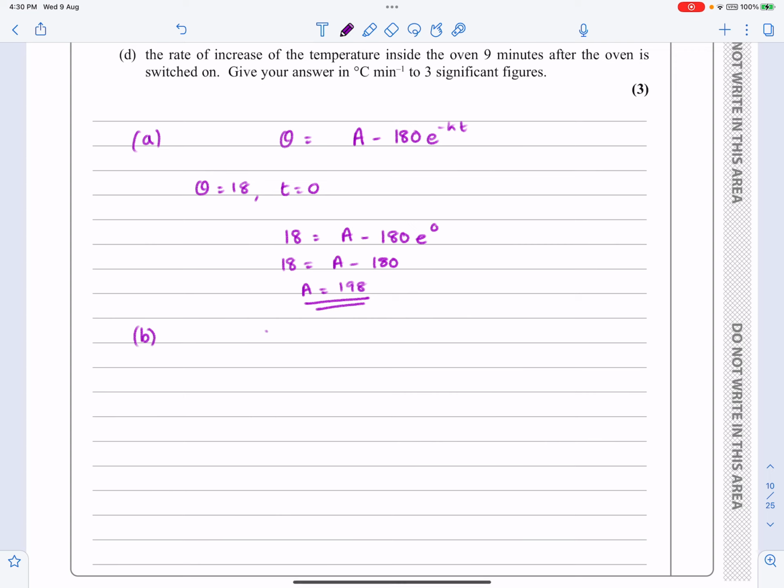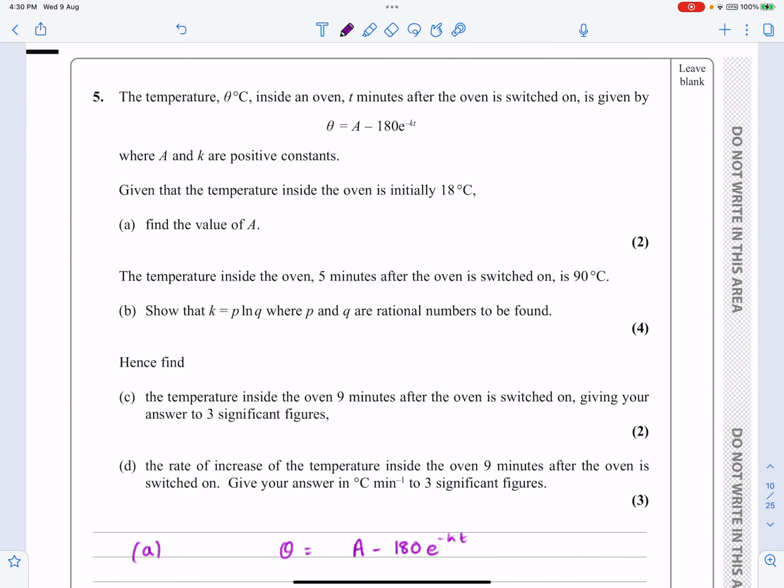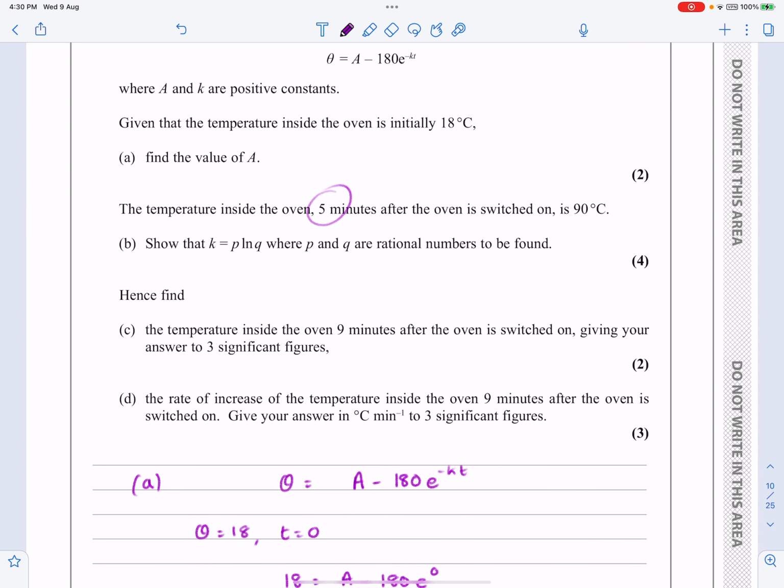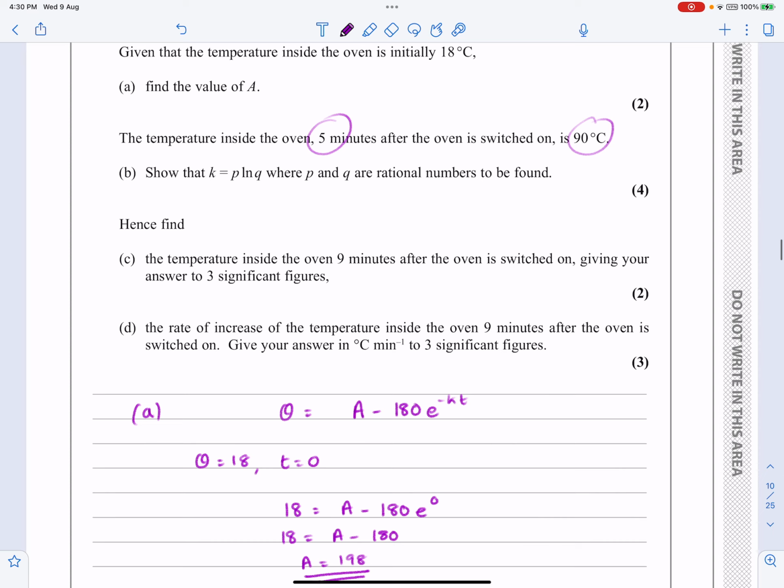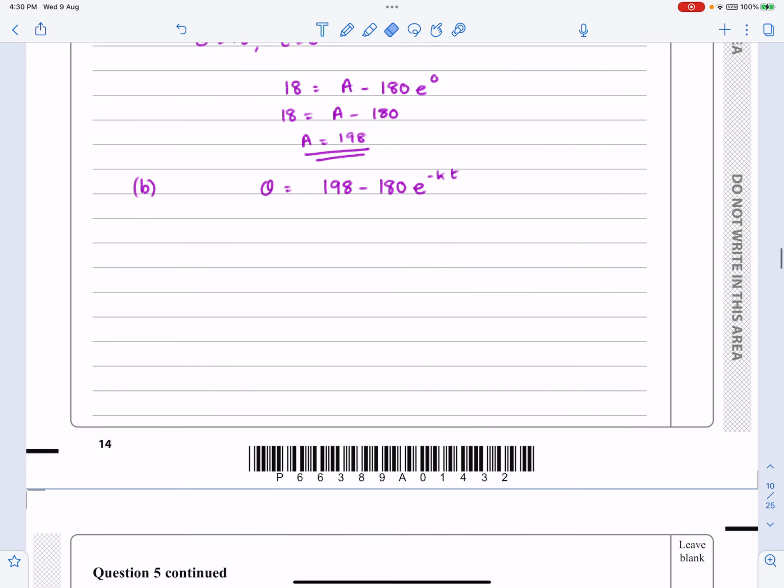And obviously for the rest of the question now, instead of having A, we can have 198 minus 180 e to the minus kt. So that now becomes our new constant. And then what they're going to do for part b is probably, let's have a look at it. Temperature inside the oven 5 minutes after it's switched on is 90. So I've now got t is 5 and theta is 90, and they're going to ask me to work out k. It says, show that k is equal to p log q, where p and q are rational numbers to be found. Okay, let's go ahead and do that then.